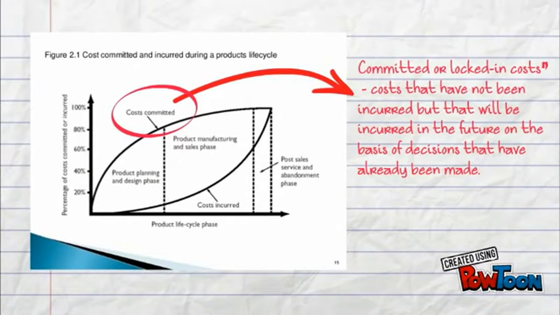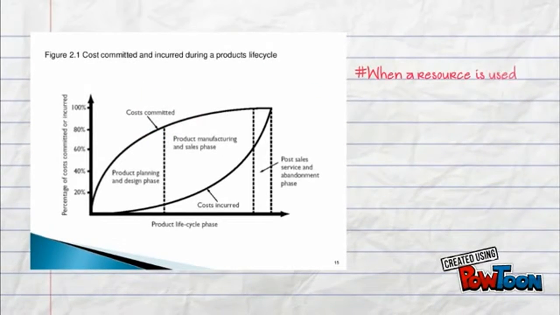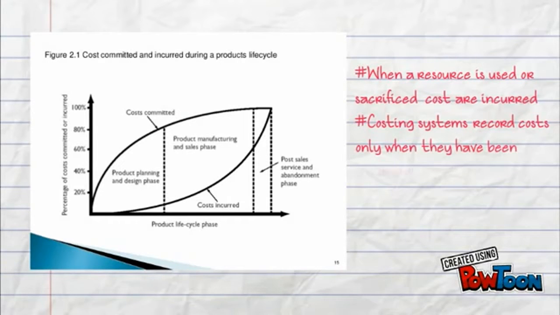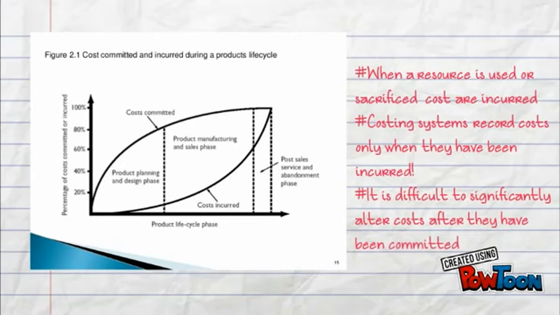Committed or locked-in costs are those costs that have not been incurred but that will be incurred in the future on the basis of decisions that have already been made. Costs are incurred when a resource is used or sacrificed. Costing systems record costs only when they have been incurred. It is difficult to significantly alter costs after they have been committed.